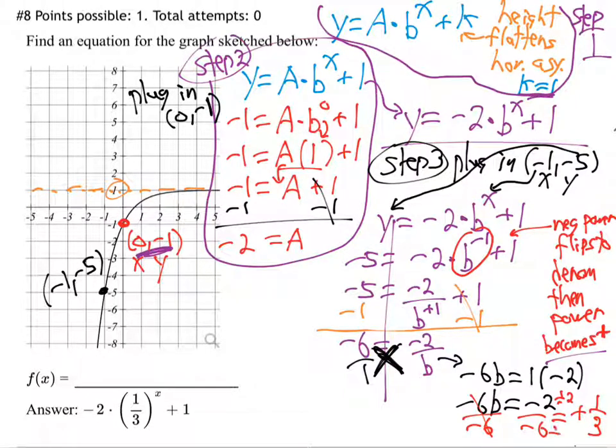The two negatives cancel to be positive, and they divided top and bottom by 2. b is 1/3. So that was a lot of work.